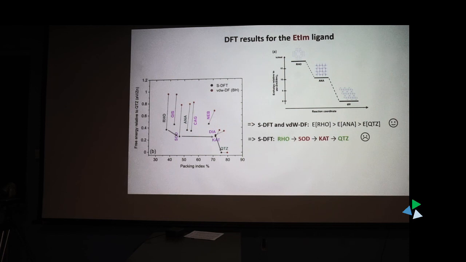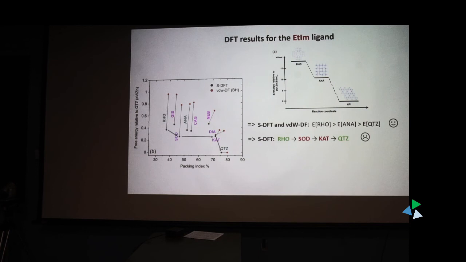If we consider the standard DFT result, we start from the ROB, we have to go to the SOD, then ZIA, then quartz. Actually, we cannot include ANA, because we would have to increase energy. This is in contradiction with the Ostwald rule. So you see that we don't have ANA in this sequence, and we have two intruders, the SUN and the CAT, which should not be there.